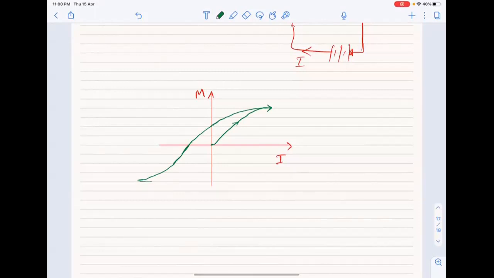Again, you reduce the current. From negative, you make it to 0. And when you make it to 0, you still have some magnetization left over in the opposite direction. Then further you increase the current to make it 0. And then you again increase and you reach the saturation. So this is what we call the hysteresis loop.